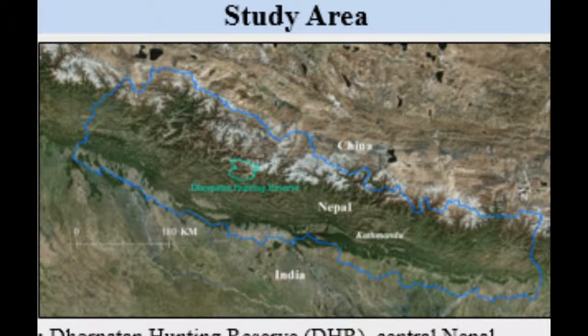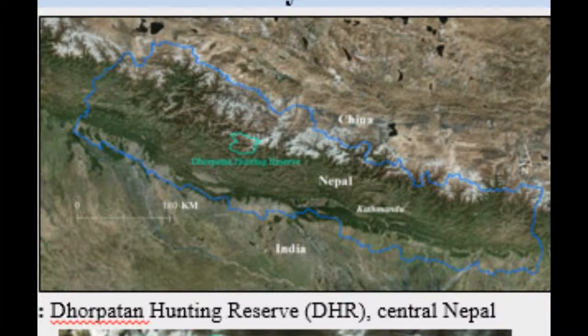In this portion of the experiment, we are at the Dorpitan Hunting Reserve in central Nepal. While this is only one area of study, a few members will be traveling to Nepal to other reserves to collect more data in the summer of 2016. Here we mapped the outline of the hunting reserve in cyan.